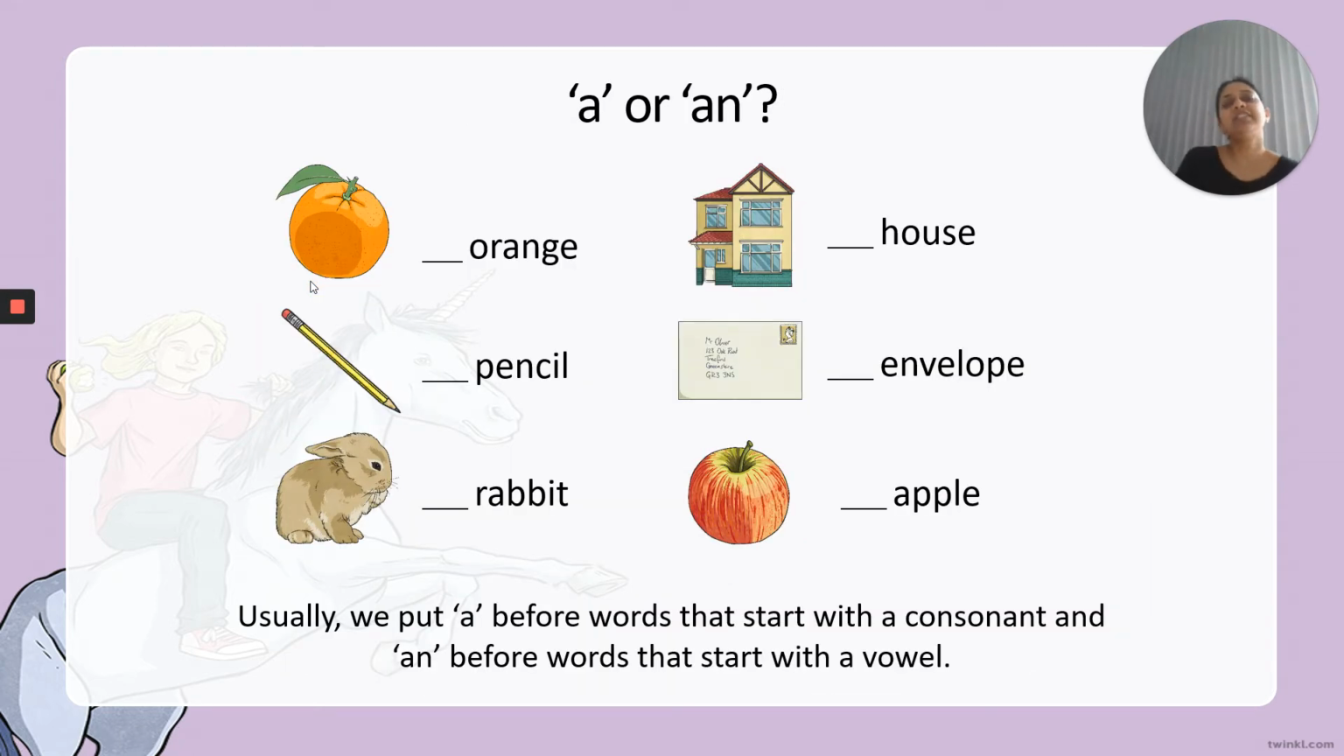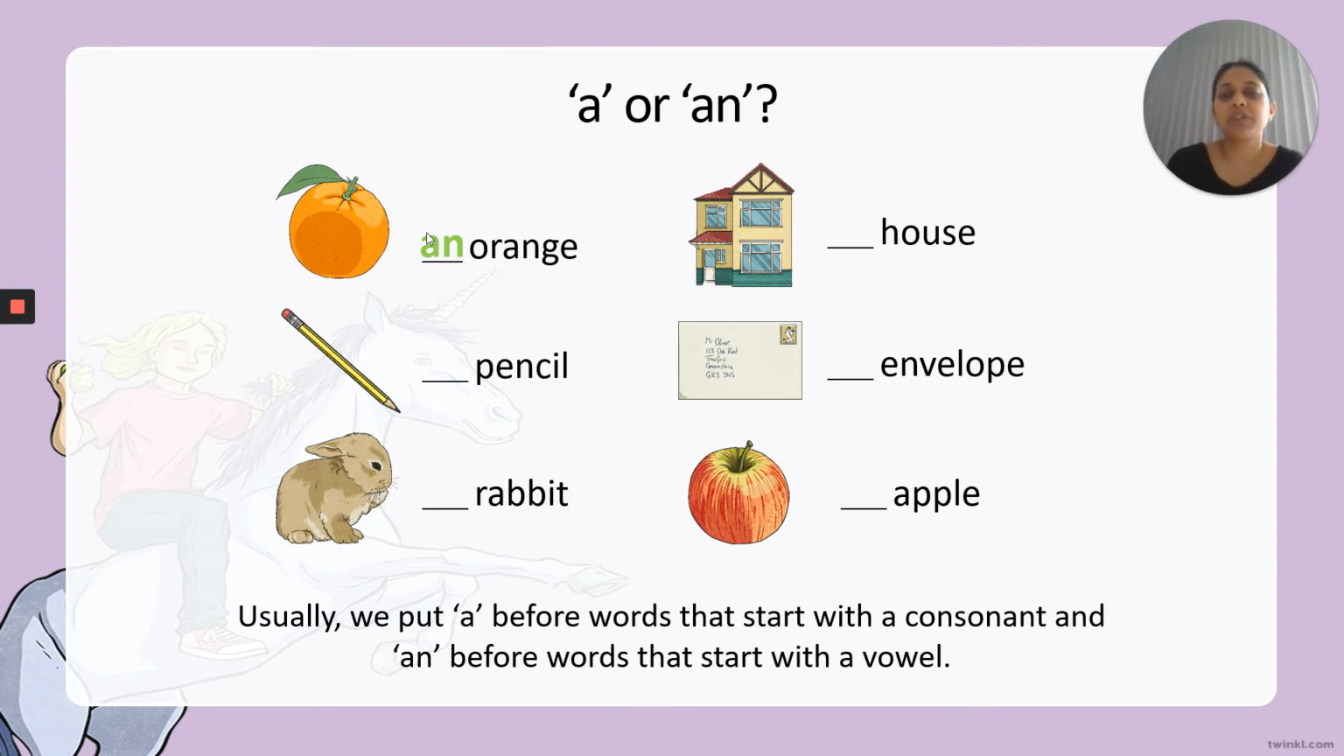So let's have a look. These are some words that I've put up over here, and they are nouns. Like I said, a or an always come before a noun. So we've got orange. It starts with a vowel O. So we're going to say an orange because we know that all the words that start with a vowel sound will have an as an article, and all the words that start with a consonant will have a.